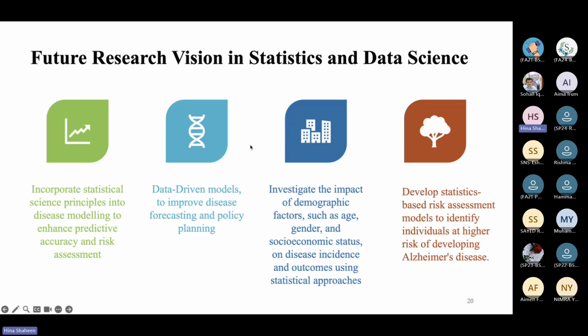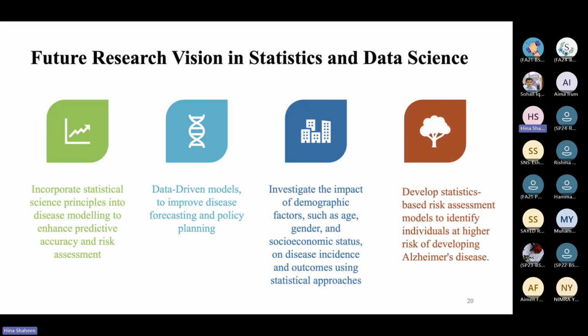So in future, our research vision, according to the University of Manitoba research plan, should align with statistics and data science. So we are promoting as much as we can the statistics principles into data science programs. For example, we can develop data-driven models to improve disease forecasting and also policy planning. We investigate the impact of demographic factors. So instead of having only the brain part, you can also focus on the age of the patient, the gender, the socioeconomic status, because besides brain injury, there are a lot of other factors involved.